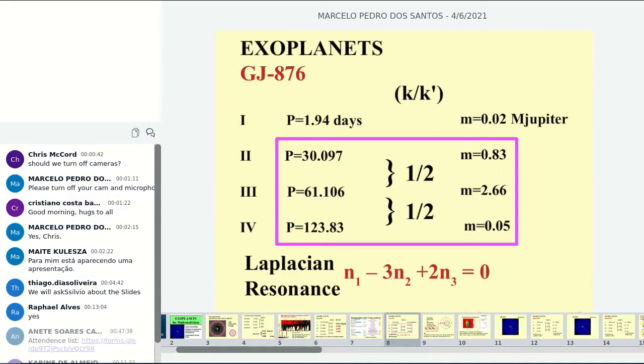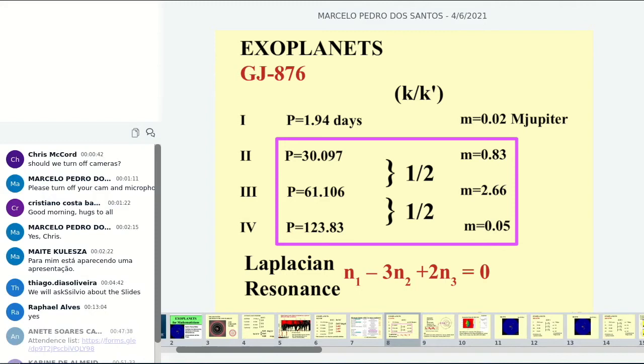Well, these are the exoplanets named GJ876. Look, they have 2 times 1/2. And they are very close, since the relationship between the periods is more or less the same in the two resonances. We are very close to n sub 1 minus 3 n sub 2 plus 2 n sub 3 equal to 0, where 1, 2, 3 are these three planets, nothing to do with their actual names. It's the inner one, the one in the middle, the outer one.